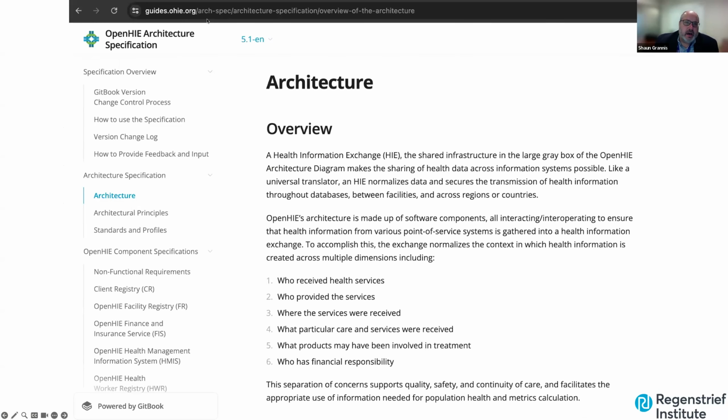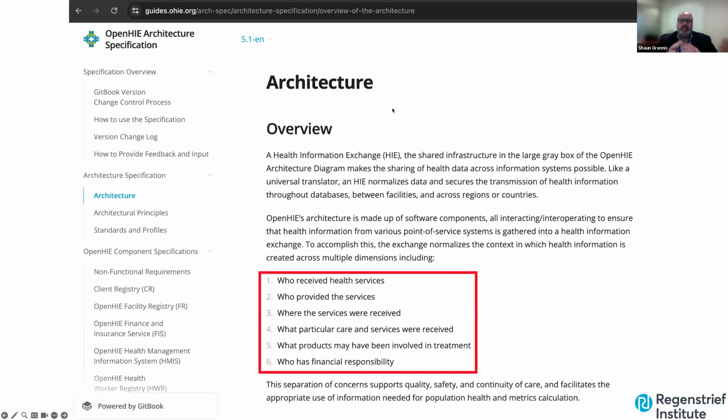As you can see on this slide, you can see the location. If you go to guides.ohie.org, you can find all of this information. But what I want to point out is the OpenHIE architecture, as many of you know, and I think most of you are probably well familiar with it. Its goal is to standardize and harmonize healthcare data as much as possible to maximize the value of that data. If it's fragmented and non-standard, it's much harder to use and it's much less valuable.